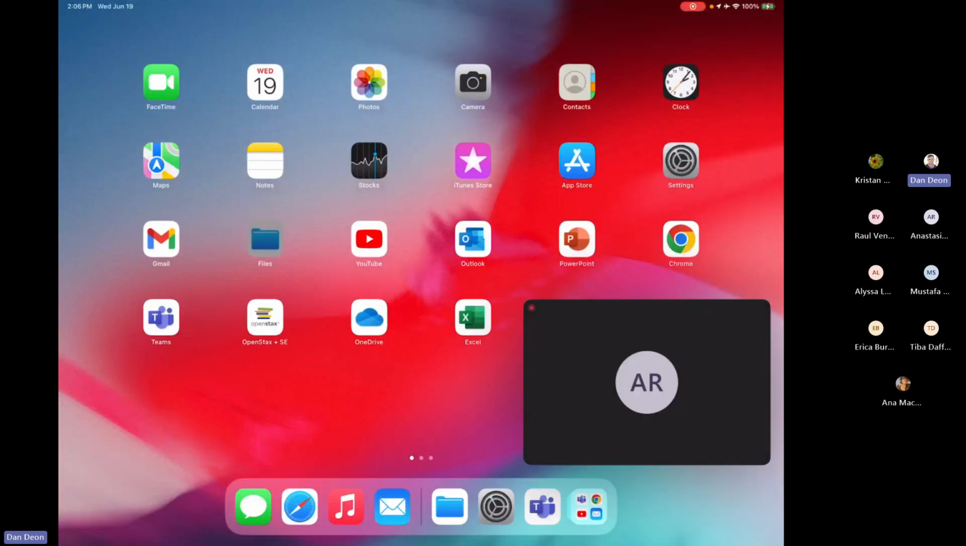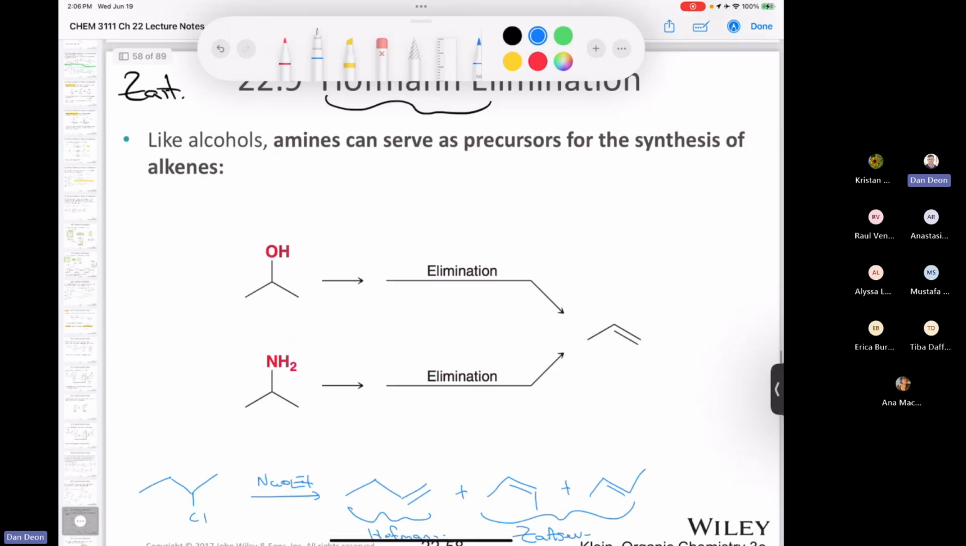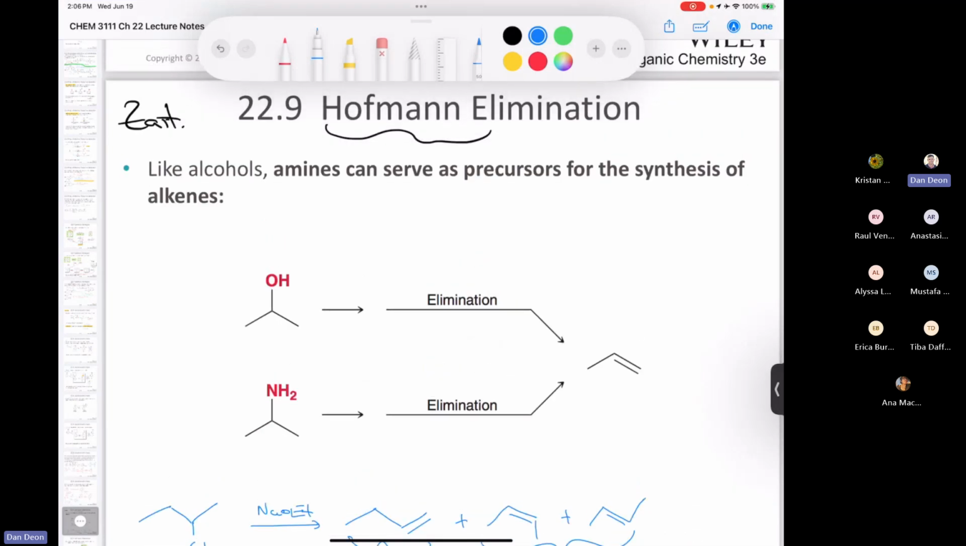Okay, so we left off with Hoffman elimination, and you remember Zaitsev and Hoffman, so we talked about those in detail. But when we talked about Hoffman and Zaitsev elimination before, the leaving groups were either a halogen, so a halide, or like a tosylate, something along those lines. But now what we're going to see is, instead of taking an alcohol and converting it into something like a tosylate and then doing an elimination, we can also do an elimination with an amine. Okay, so this is something new.